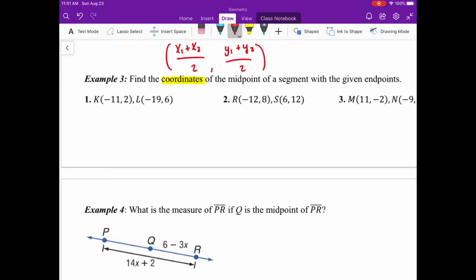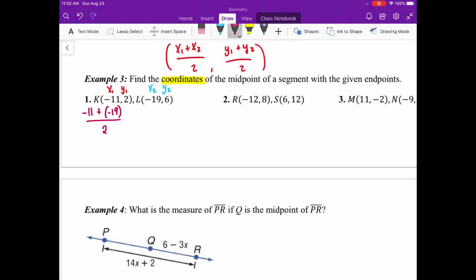So just to refresh your memory, when you have points, your first number is always your x, your second number is always your y. So I'm going to label this as x1, y1, and my second point is x2, y2. So let's go ahead and find the midpoint. I'm going to start with my x's. So I want to add -11 plus -19 and divide that by 2.